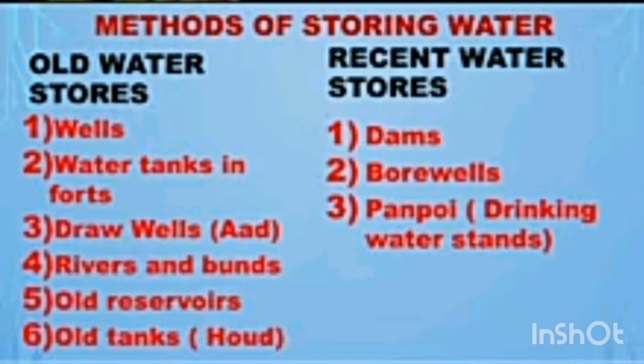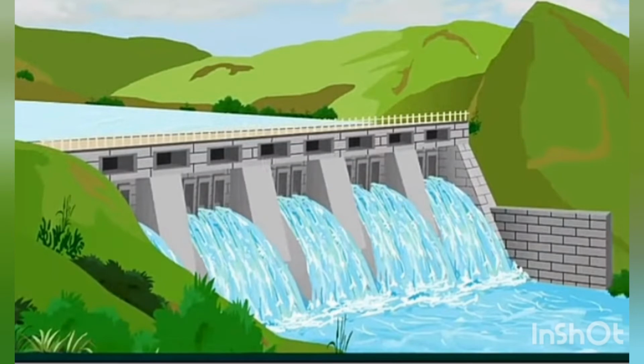In that we have seen 6 methods of storing water: wells, draw wells, tank in fort, rivers and burns, old reservoirs and old tanks. Today we will learn recent systems, or modern methods of water storage. First we will learn about dams.